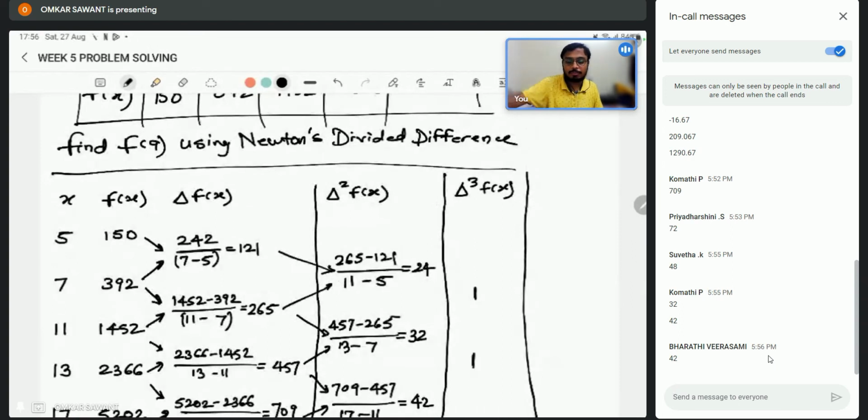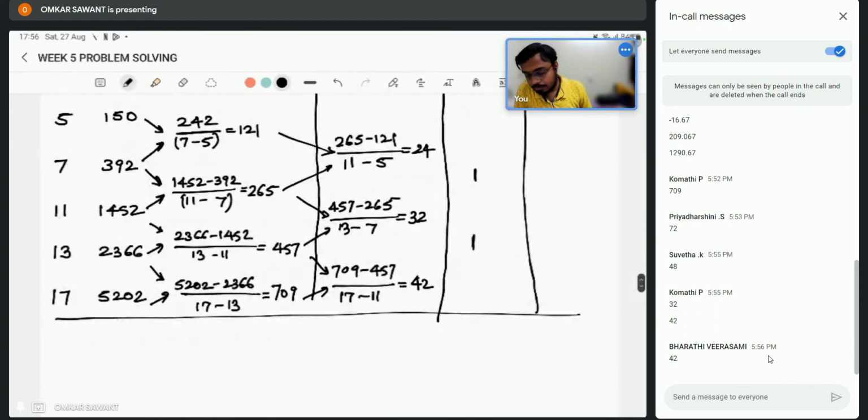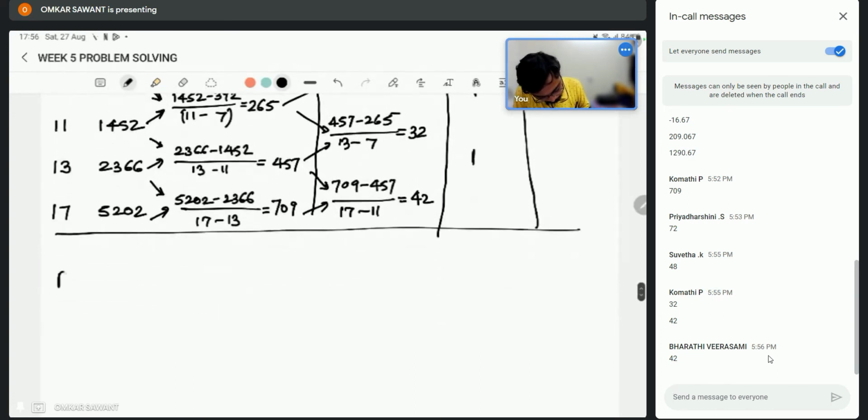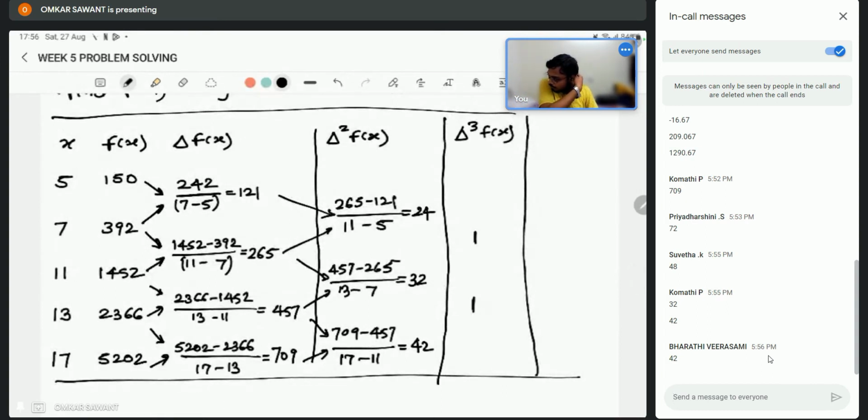Now, same. What will we do now? Is this table clear? Now for f of 9, we will take the forward values. In forward, how do we take the values? The upper branch, right? So we take this, this, and this, right?